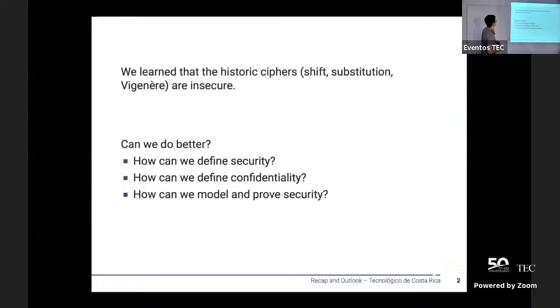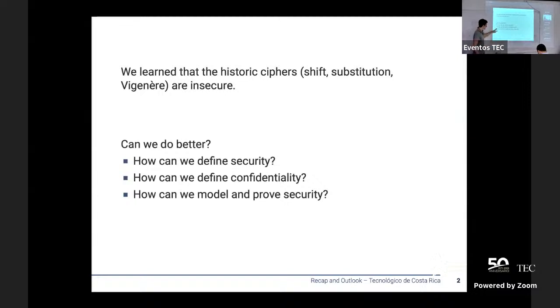So let's first recap a bit what we've learned from the last lectures. We've seen several historic ciphers, the shift, the substitution, and Vigenère cipher, and we've seen how to break them. So we know they're insecure. And then, of course, the question arises, and that's actually also historically the question arose, like, how can we define security so that we know we can say, ah, it is secure and this is not secure?